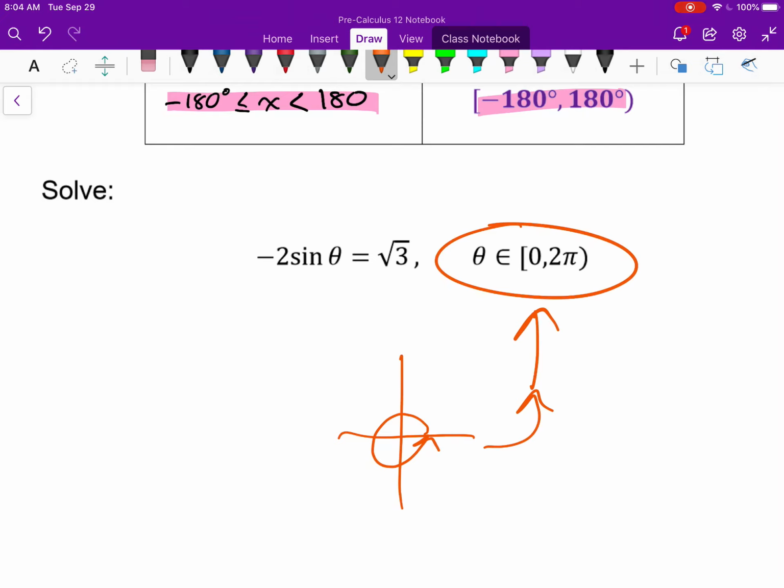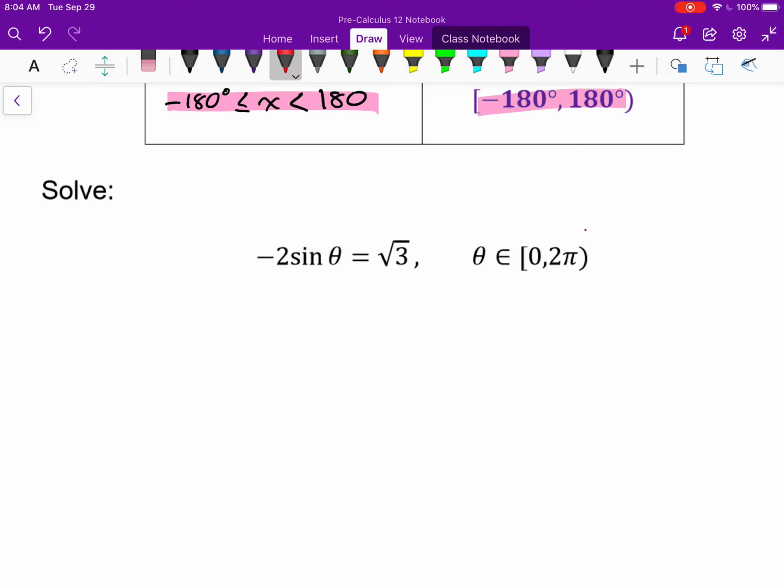Just 1 full forwards revolution, because I will say, if there is no restriction, there's going to be an infinite number of answers to this, which we'll talk about. But if I don't want an infinite number of answers, I need to have some sort of restriction. That's it. How do I solve this?